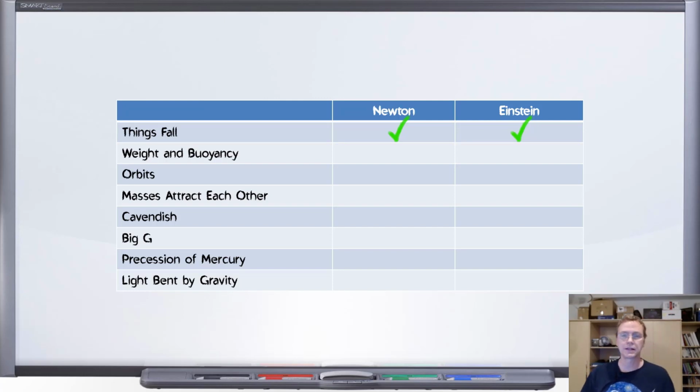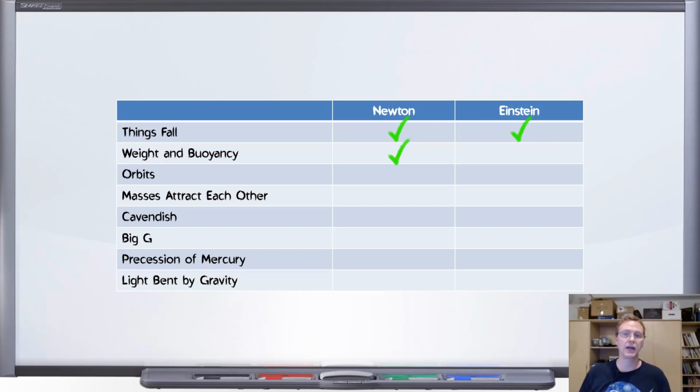How about weight and buoyancy? Can Newton's laws of gravitation explain weight and buoyancy, and can they predict the values correctly? Yes, they can. Here on Earth, Newton's equations had been tested thoroughly. They predict both weight and buoyancy with excellent precision.